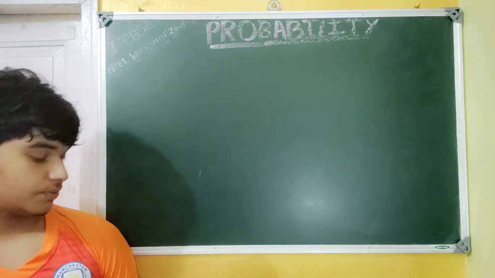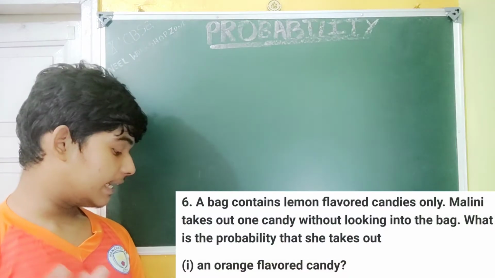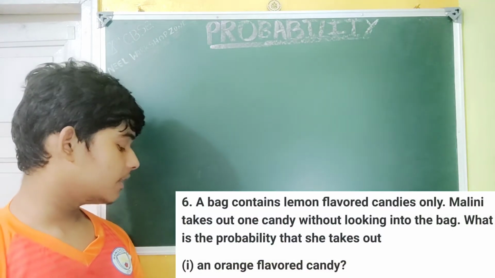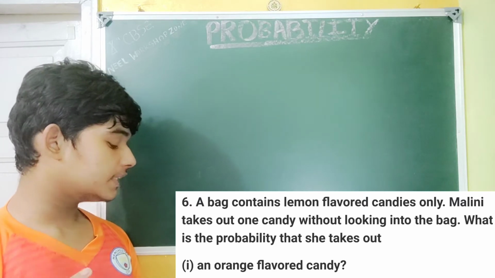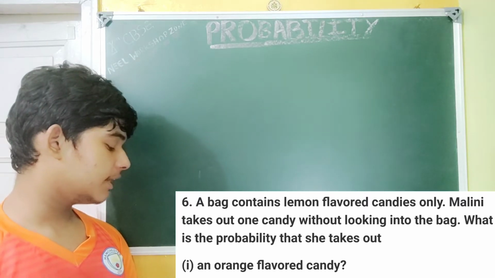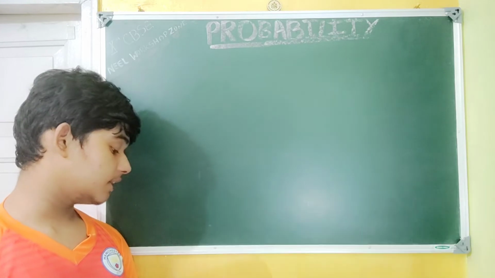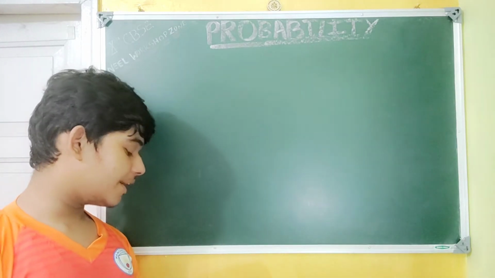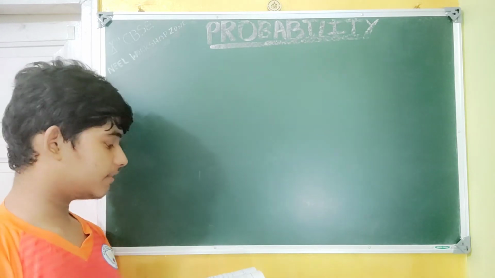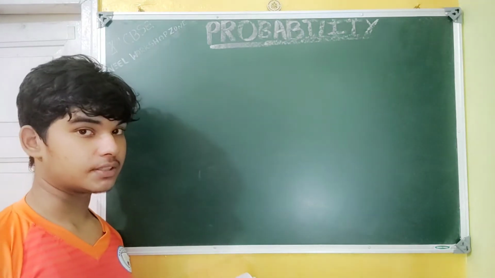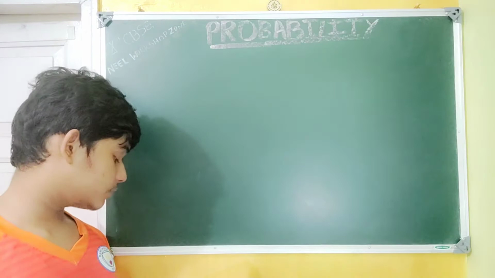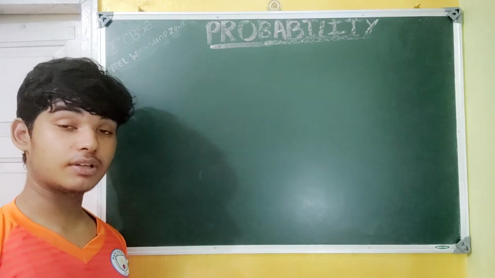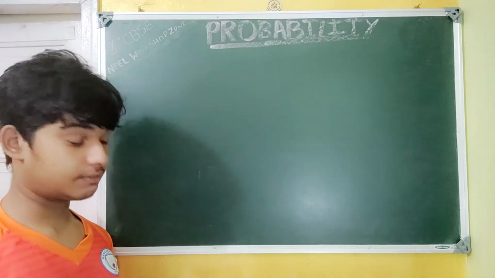Okay, so the next one. A bag contains lemon flavored candies only. Malini takes out one candy without looking into the bag. What is the probability that she takes out an orange flavored candy? Well, like the question suggests, there is no orange flavored candy, it's only lemon flavored, so it's an impossible event. So 0. Next one, a lemon flavored candy. As the entire bag consists of only lemon flavored candies, it's a 1, a sure event.